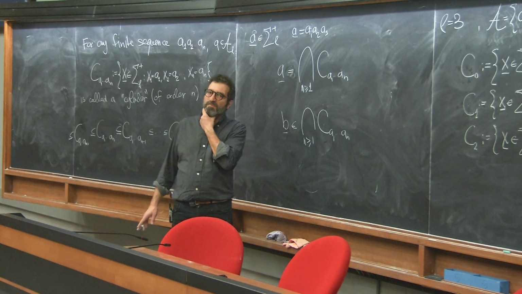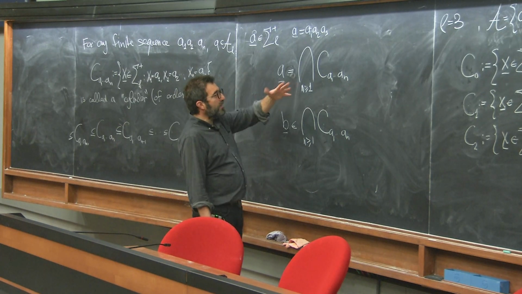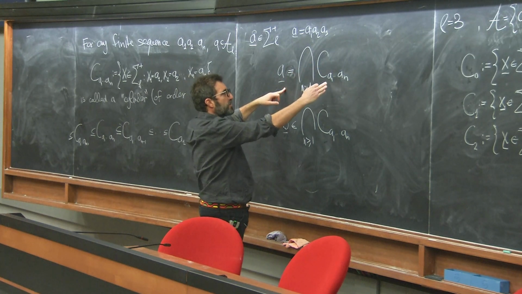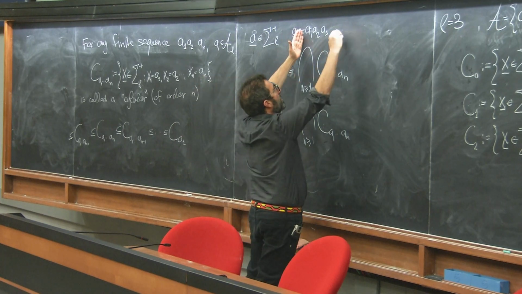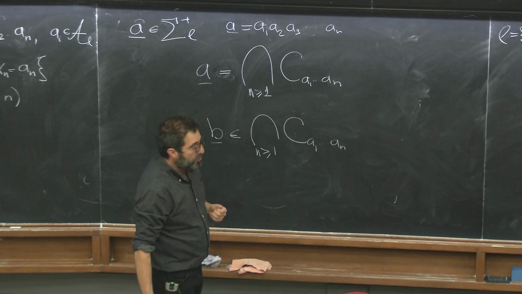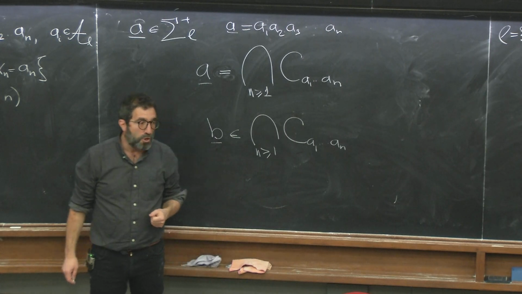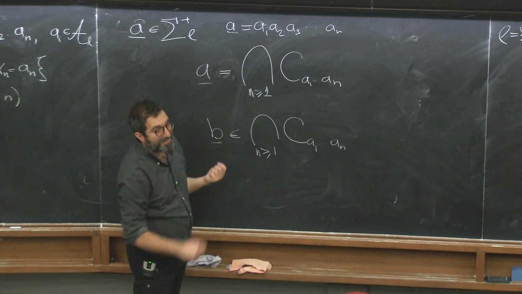Equality or containing? Which one? Equality? So the fact that it's contained is obvious, right? Because it's clearly contained in these cylinder sets, because each of these cylinder sets is the set of sequences that starts with A up to AN, right? So it's clearly contained. What we want to show is that there's no other point inside this nested intersection. Or rather, we want to show that if there is another point, then this point has to be A.